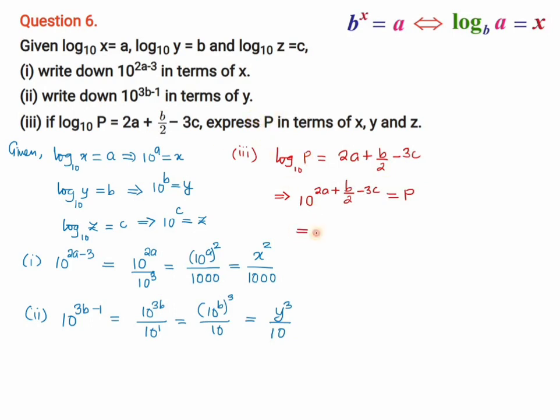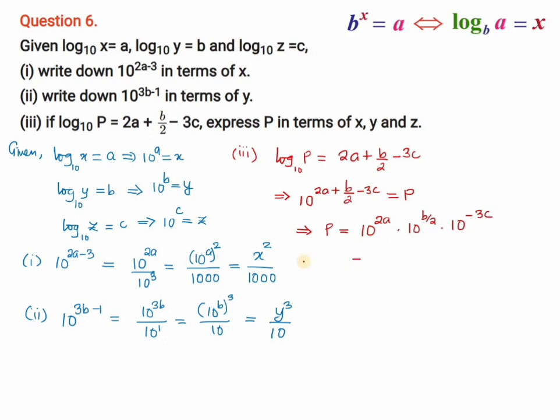So basically it means that p is equal to 10 to the power 2a into 10 to the power b by 2 into 10 to the power minus 3c.